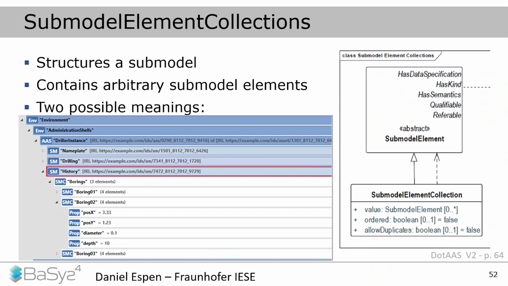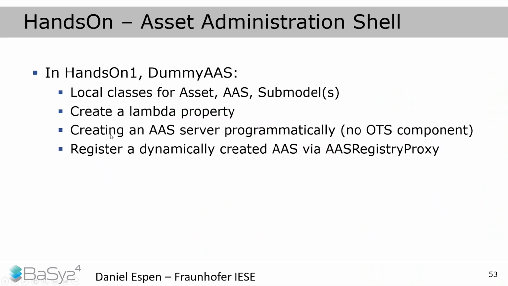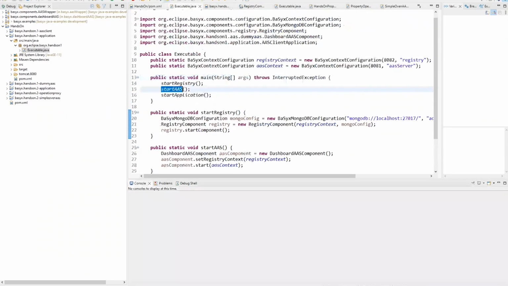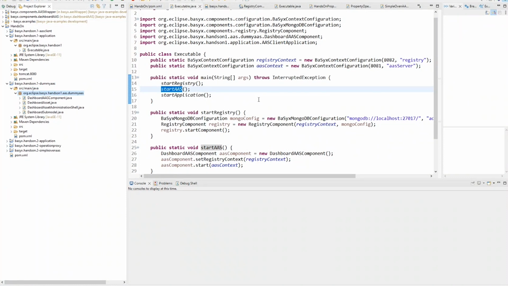So that's the theory. Now let's look at the code of how to do that and how to use the elements and create a submodel via code. In the same example here, we also started an asset administration shell with some data within. And this asset administration shell is included in the other project here, like dummy AAS, that just contains an asset administration shell with a submodel and an asset.